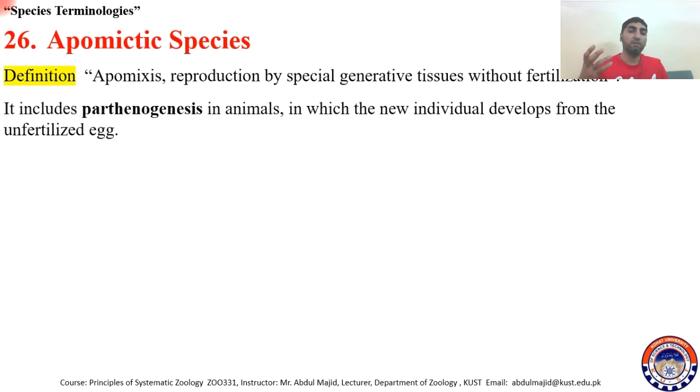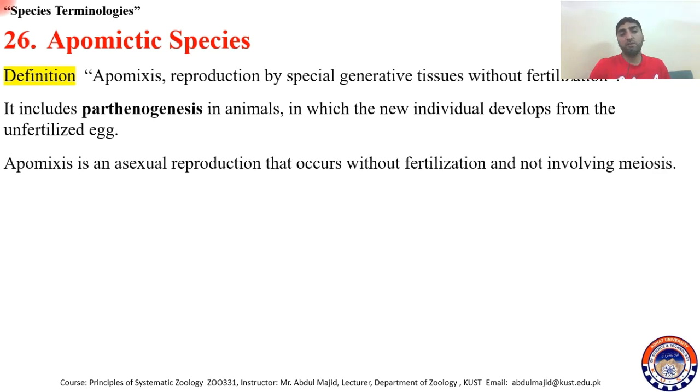So it does not need fertilization. It includes parthenogenesis in animals, in which the new individual develops from the unfertilized egg. So here, in these animals, parthenogenesis occurs without the fertilization of the egg. The unfertilized egg will develop into an individual through parthenogenesis.